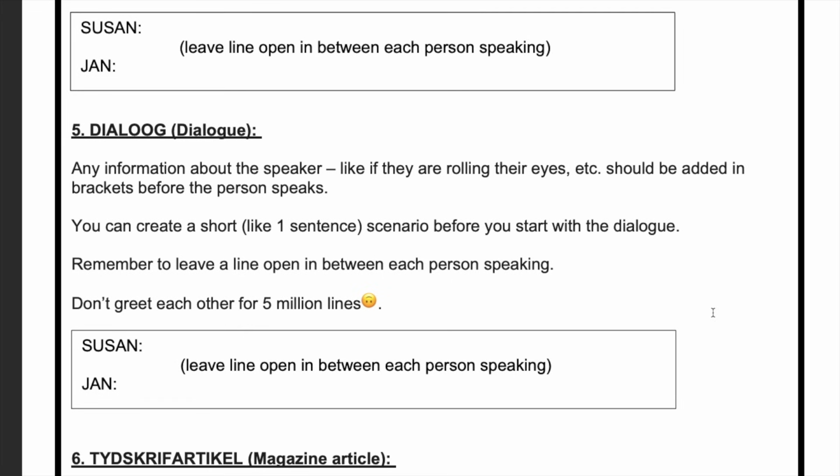Then a dialogue, similar layouts to an interview. Any information about the speaker, like if they are rolling their eyes, etc., should be added in brackets before the person speaks. You can create a short, one sentence scenario before you start with the dialogue if you want to. Remember to leave a line open in between each person speaking. Once again, don't greet each other for 5 million lines.